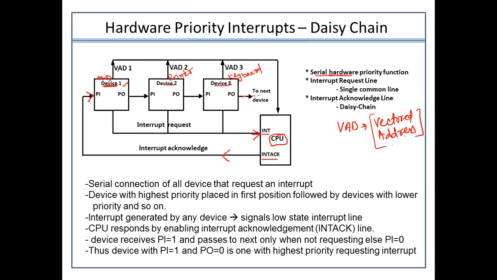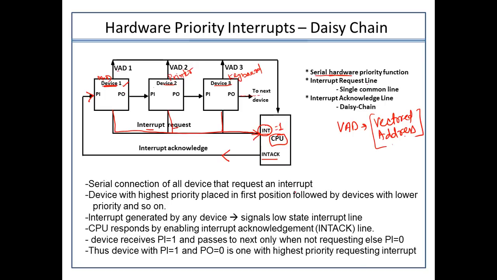What are these two signals? Let's understand them. The very first is the interrupt request line. This INT is the interrupt request line. By default, we have this interrupt request line, and this by default will remain active.